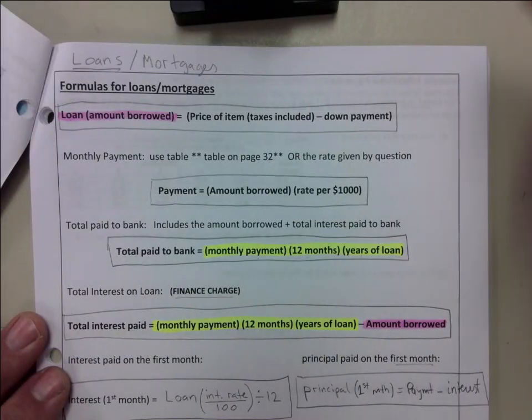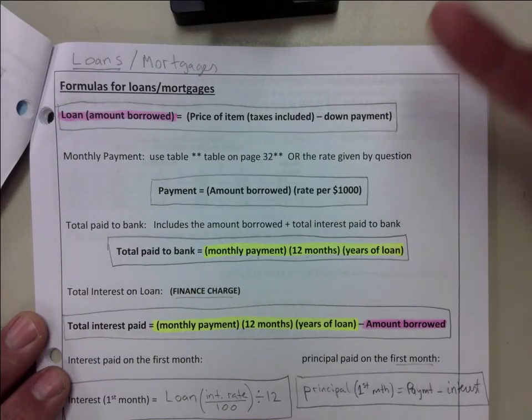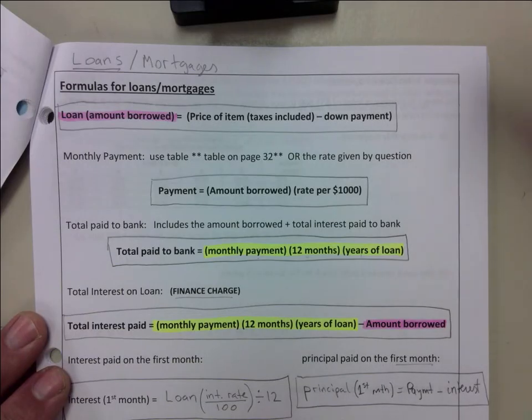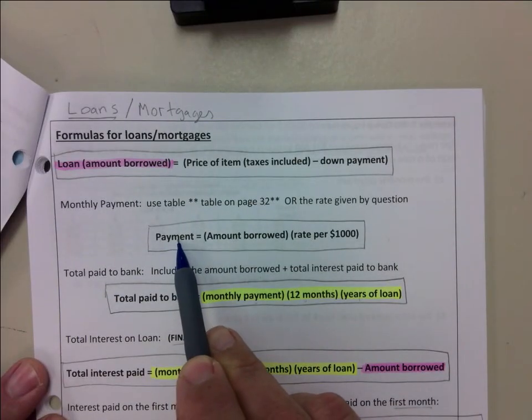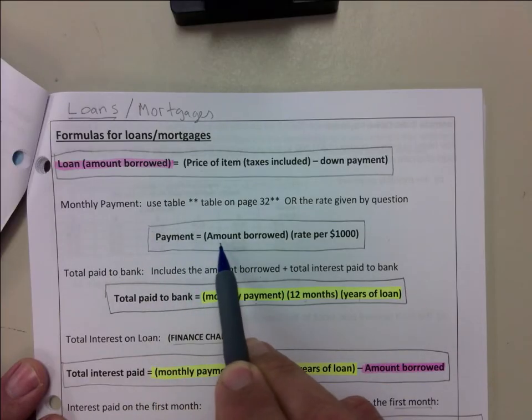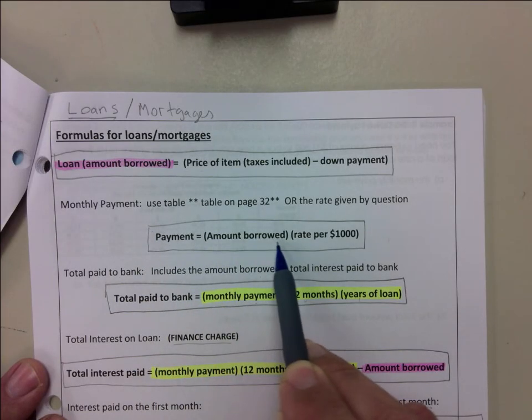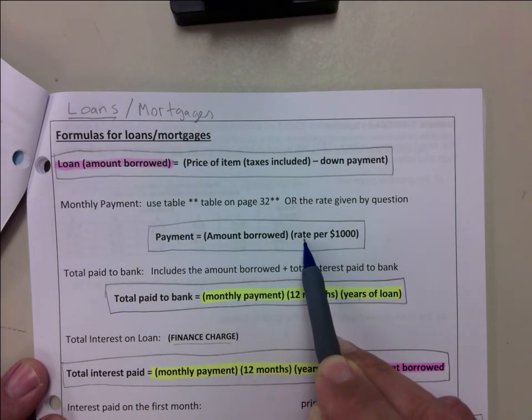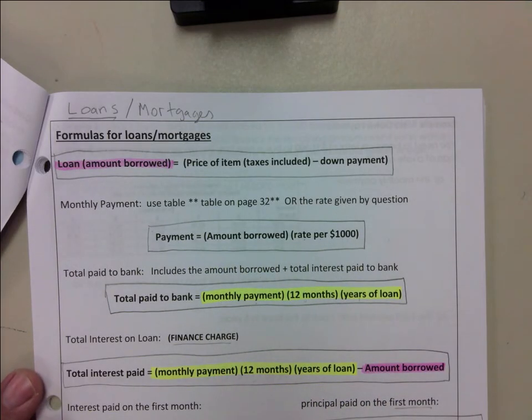When I ask you, for example, the question will say, figure out someone's monthly payment, okay? Then you're gonna use this formula right here. You can either write monthly payment or just payment. You want the amount that you're gonna borrow. You multiply it by a rate per $1,000. This one is very important.